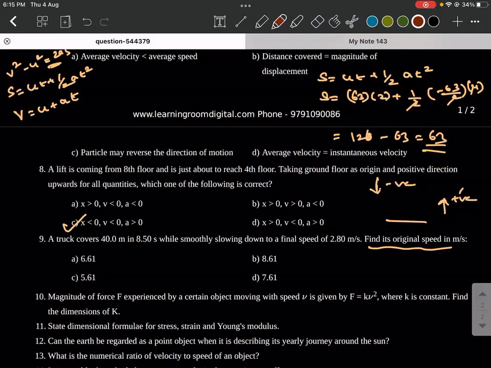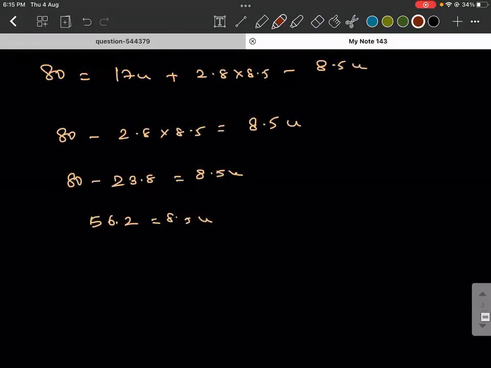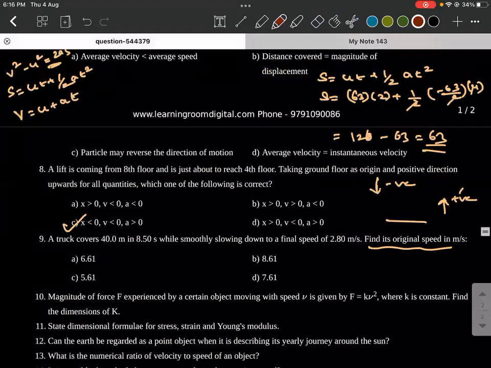So is there an option? 56 divided by 8.5 should be somewhere around 7. Had it been exactly 8, 56 by 8 would have given you 7. But 56.2 divided by 8.5 will be less than 7. So less than 7, what is the option available? It could have been 5.61 also, but since it is 8.5, it will only be slightly less than 7. So that is why it is 6.61. Are you able to understand how to guess?